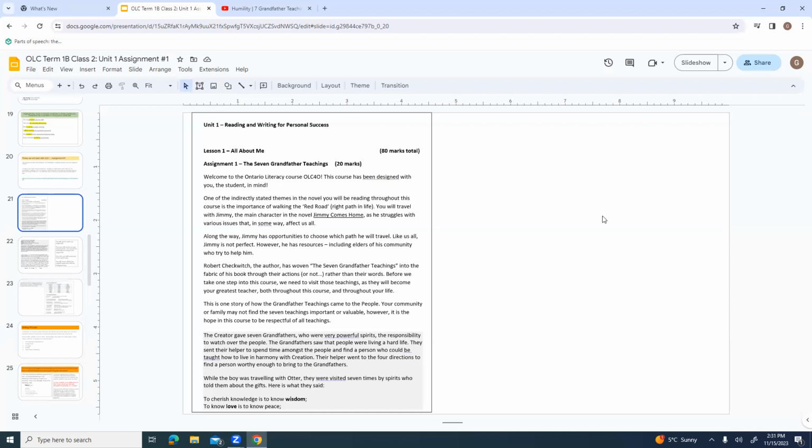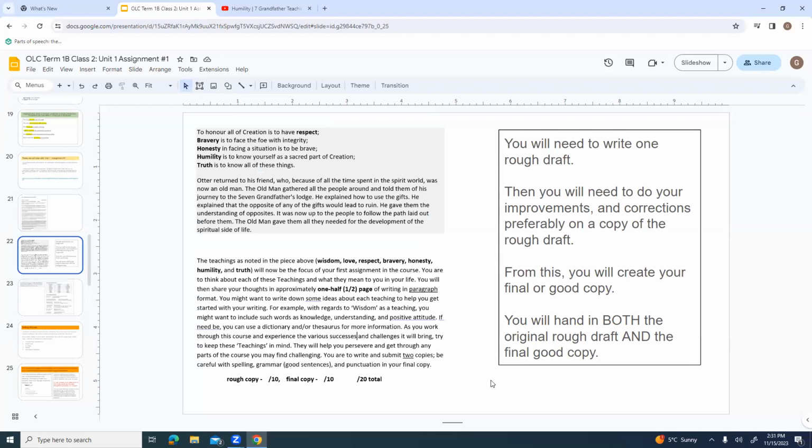To cherish knowledge is to know wisdom. To know love is to know peace. To honor all of creation is to have respect. Bravery is to face the foe with integrity. Honesty is facing a situation. In facing a situation is to be brave. Humility is to know yourself as a sacred part of creation. And truth is to know all of these things.